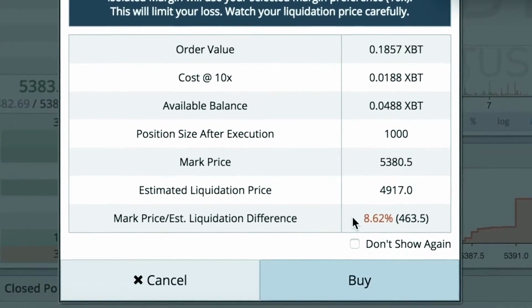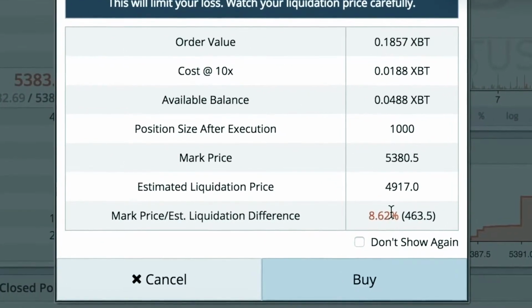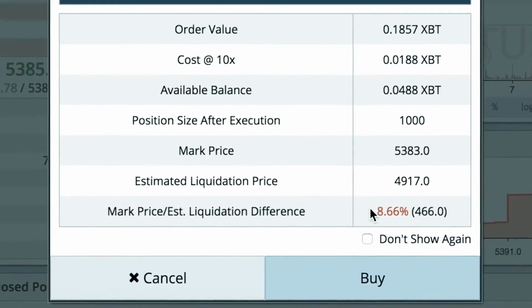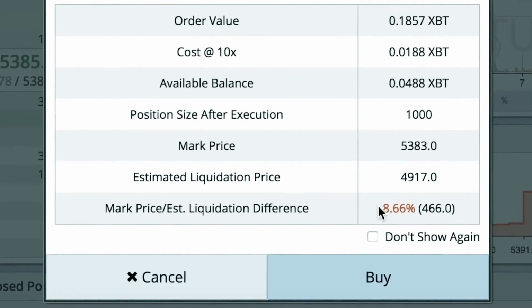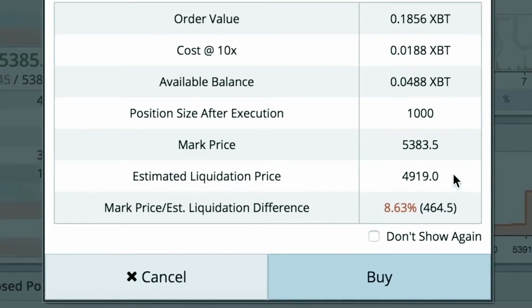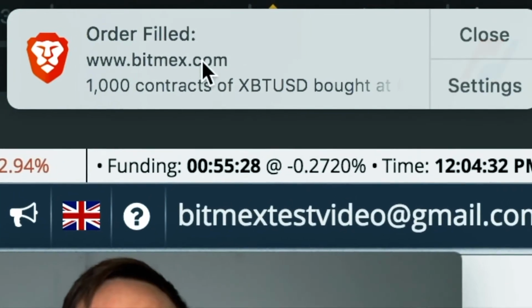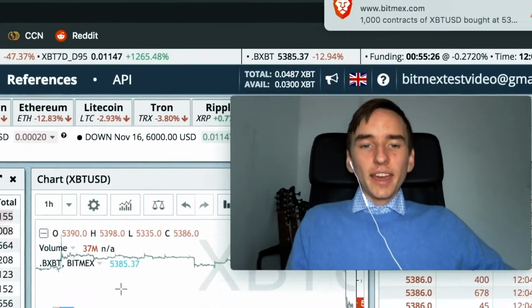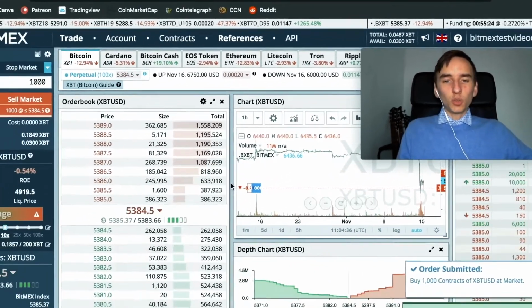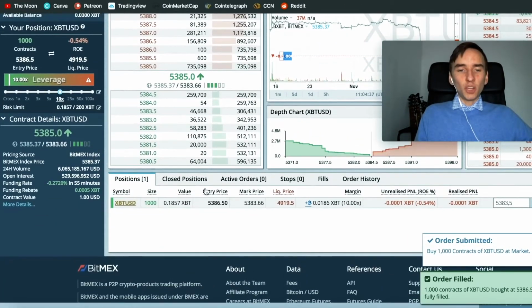Make sure that the liquidation price is not too close to the price. And here you can see that we are 8.6% away from the liquidation price. So it only takes Bitcoin a volatile move of about 9% in order for us to get totally liquidated. But let's say we actually accept these risks and we click buy. There we go. Order filled, 1,000 contracts, and now if you scroll down a little bit, you will actually see your new position down here.